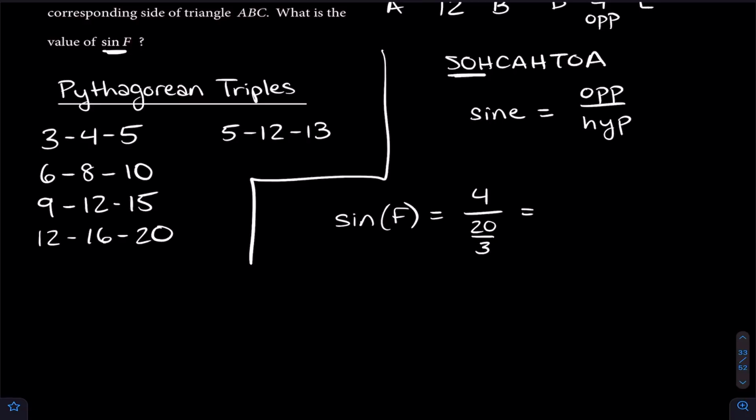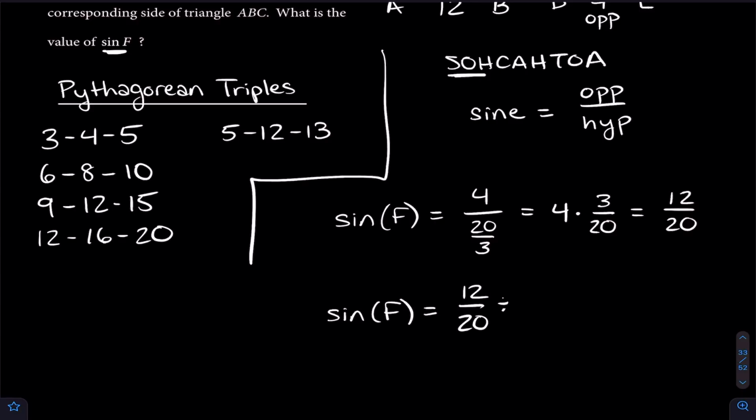So if we do that, we're going to get a 4 times, flip this fraction, it's going to be a 3 over 20. Notice how that's the exact same thing as the whole stay, change, flip, keep, change thing I was talking about earlier. So if you multiply this, 4 times 3 is 12, so you get 12 over 20. And if we keep going here, sine of f is equal to 12 over 20. We can simplify that. Just divide by 4 over 4.